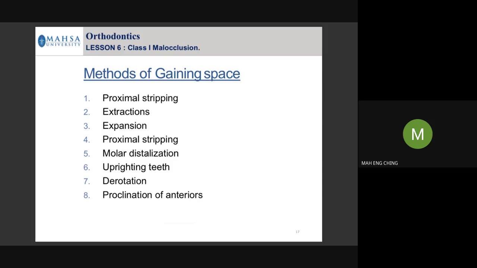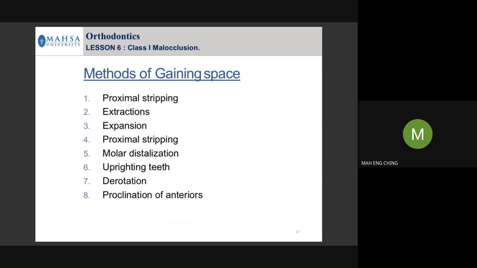Same thing, number 4, proximal stripping, repeating. Molar distalization means pushing everything backward, then you get the space for the front teeth to align. Uprighting teeth: if the tooth is tilted, it occupies more space. If you upright or straighten the tooth, it will create space. Rotations: you see the two, they are rotated, they will occupy more space compared to if you straighten the teeth, they will gain space. Proclination of the incisor.